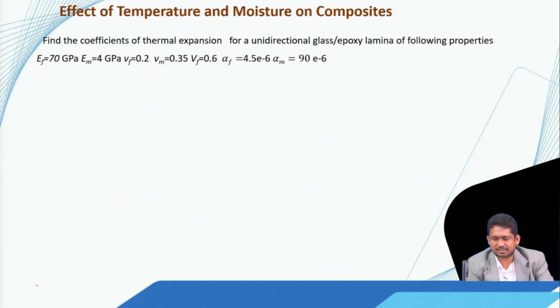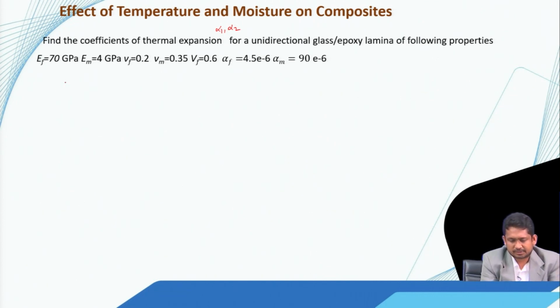So, the first numerical question is: find the coefficients of thermal expansion for a unidirectional glass epoxy lamina of the following properties, and we have to find this out in the principal material direction. So, we need alpha 1, alpha 2. We know the formula for alpha 1.